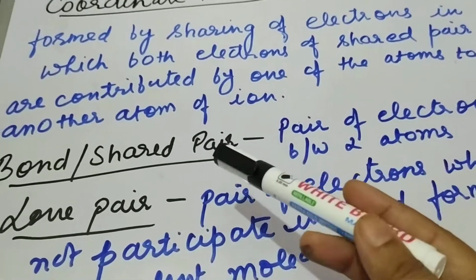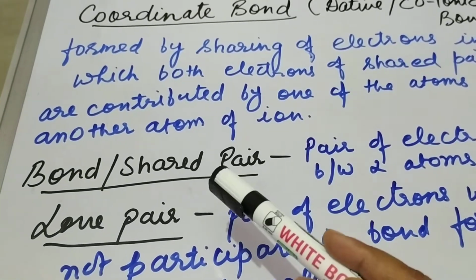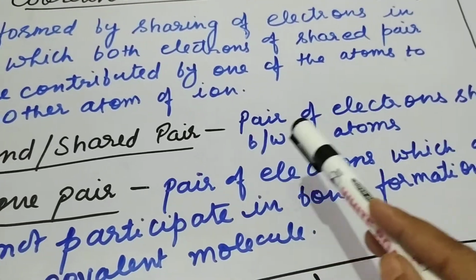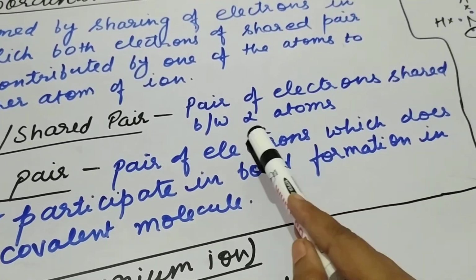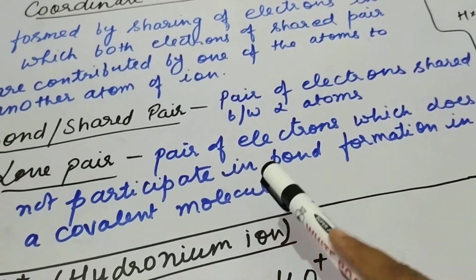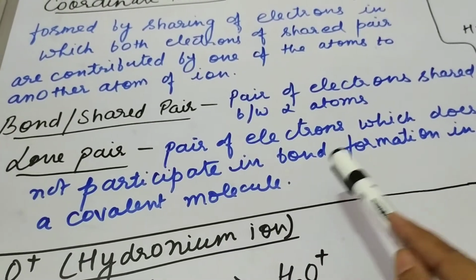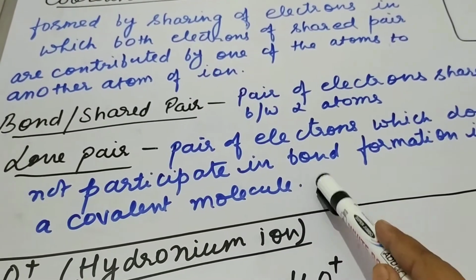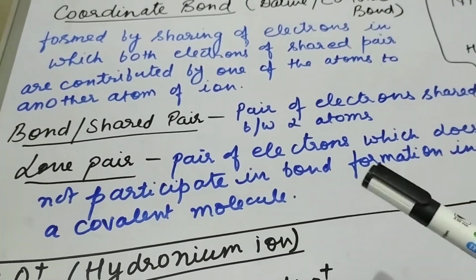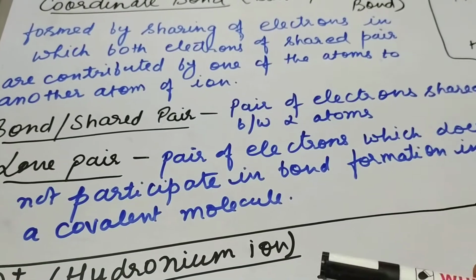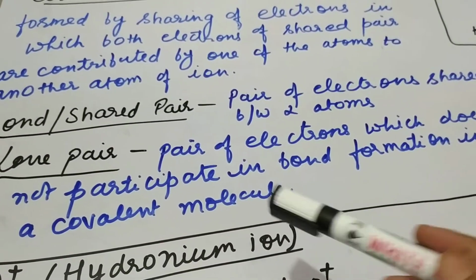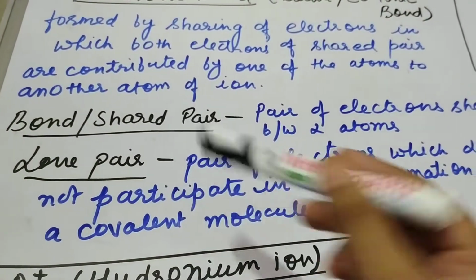There are again two terms generally used in coordinate bond: bonded or shared pair of electrons and lone pair of electrons. The pair of electrons which is shared between two atoms is called a bonded pair or shared pair of electrons, and the pair of electrons which does not participate in the bond formation in a covalently bonded molecule is called the lone pair of electrons. Now there are two compounds in your course, that is hydronium ion and ammonium ion. Let's see how to draw the structure of these compounds one by one, and there I will show you the bond pair and lone pair also.